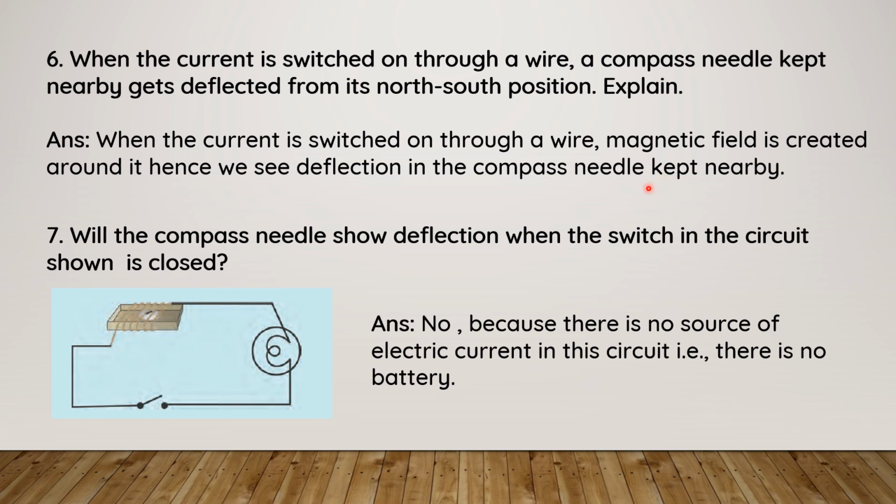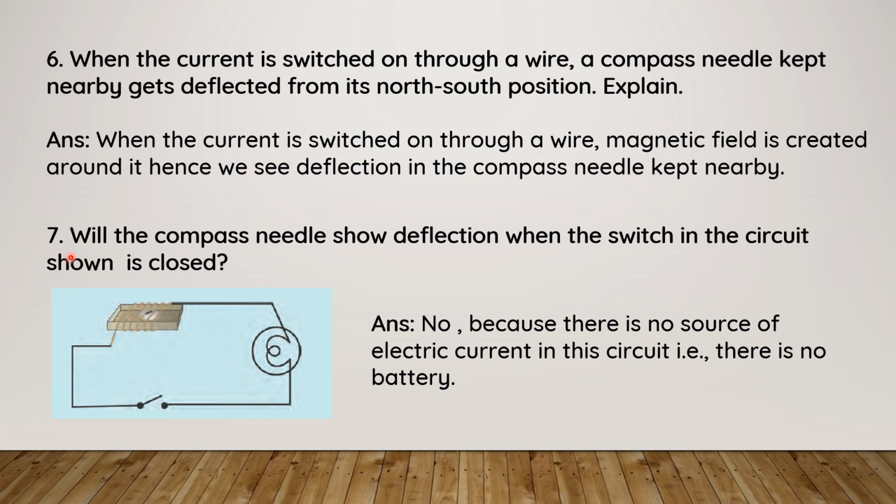Okay, so when electricity is passed through a wire, that wire acts as a magnet. So that magnet deflects the magnet of the compass needle, because the compass needle is a magnet.